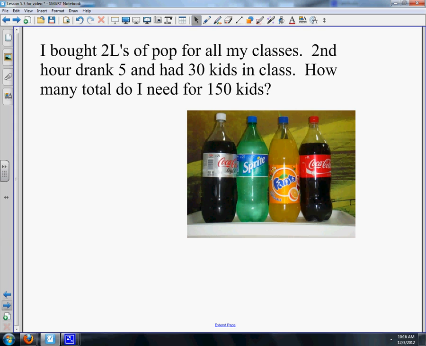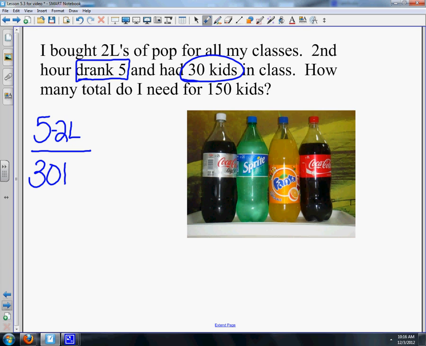So now what they want you to do is set up a proportion, and then you have to find one of the numbers. So how you do this is you start with what they gave you first. Second hour drank 5 2 liters and had 30 kids. So I put them together in a ratio. 5 2 liters and 30 kids. So now you want to say that equals, and then I look at what they gave me.